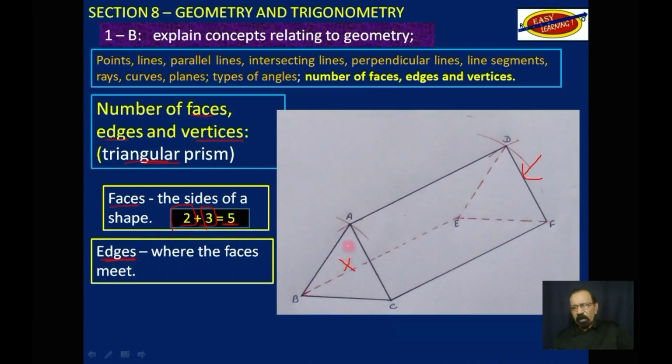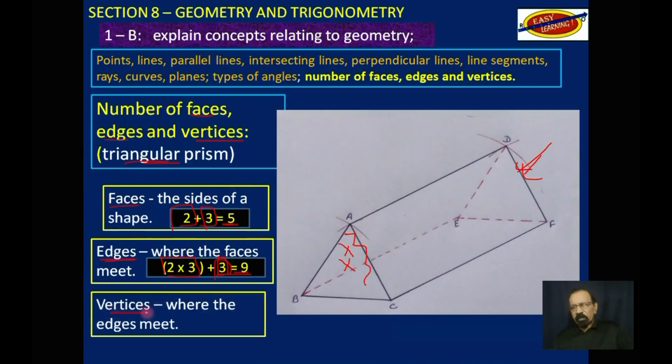How many edges does it have? Well, the first triangle here has 3. The one on the back there has 3. And you also have 3 joining the front face to the back face. So you have 2 times 3, that would be the end edges, plus 3 more along the length, and that will be 9. Now, it is 3 because we are dealing with a triangle at the end.